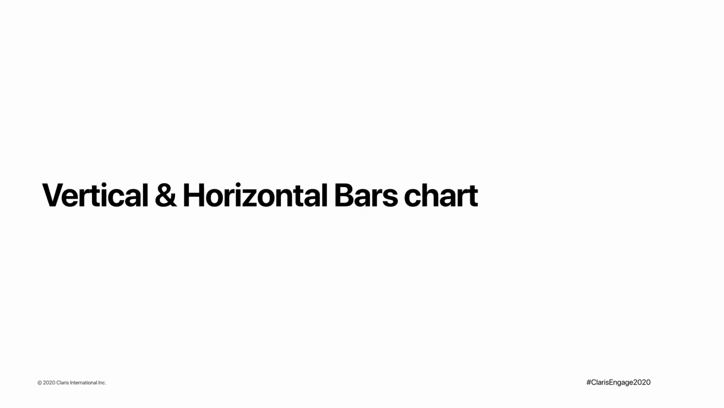So the second most common kind of graph is the bar chart, with many subcategories like horizontal or vertical bar charts, regular, grouped, or stacked bar charts.